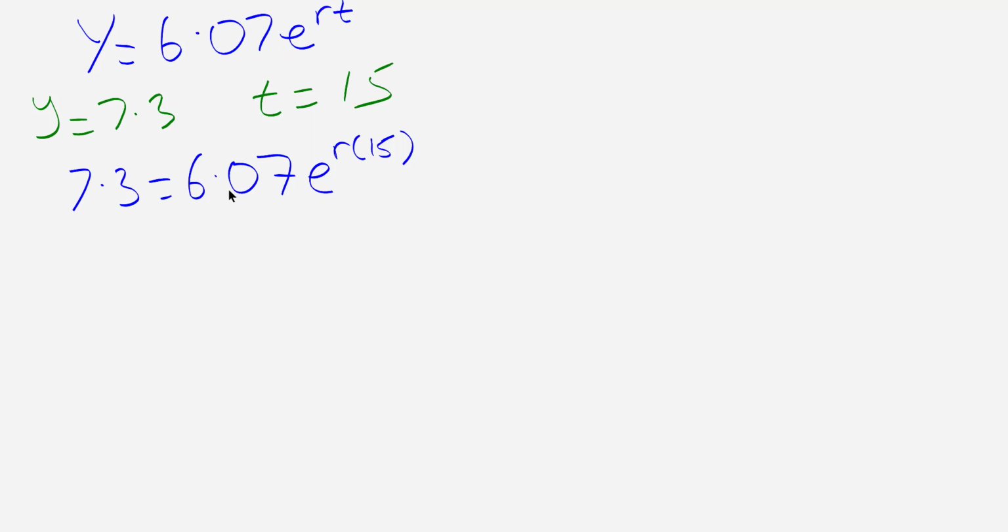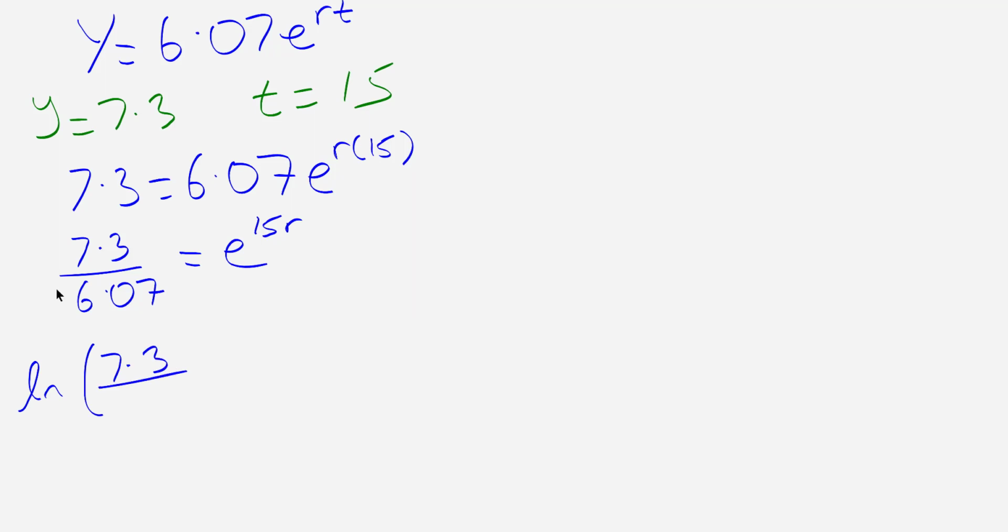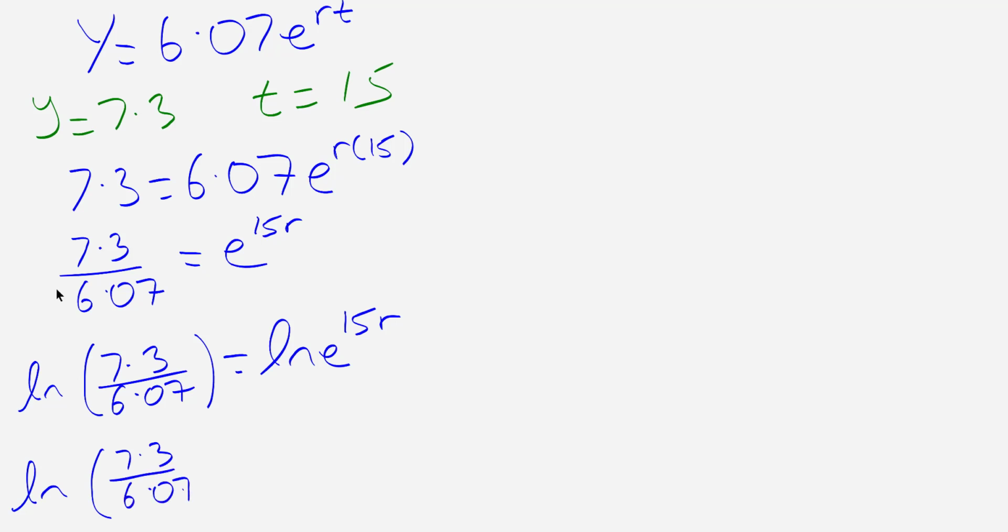So this is another exponential equation, and this time I have to solve for r. Once again, we will be taking the natural log of both sides, but not until we have divided both sides by 6.07. So my first step, dividing both sides by 6.07: 7.3 divided by 6.07 equals e to the power of 15r. Now I can take the natural log of both sides. So the ln of 7.3 over 6.07 equals the ln of e to the power of 15r. So the ln of 7.3 divided by 6.07 equals simply 15r.